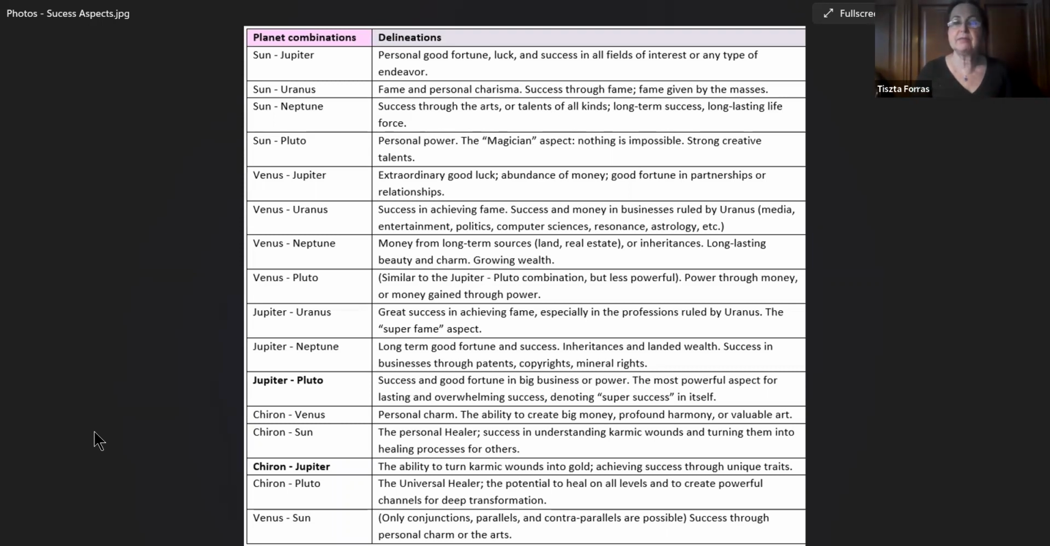And of course, since Uranus again is the power from the masses or the media, it's usually Venus-Uranus. It gives you fame and all kinds of lucky breaks in the businesses ruled by Uranus. So we need media, entertainment, politics, computer science, and so on, even astrology. So this is success in achieving fame. That's the Venus-Uranus. Venus-Neptune.